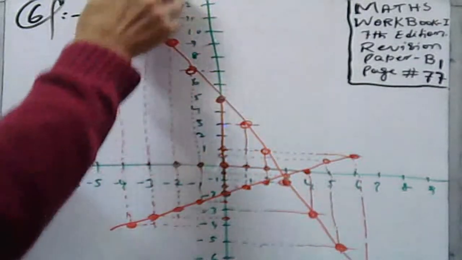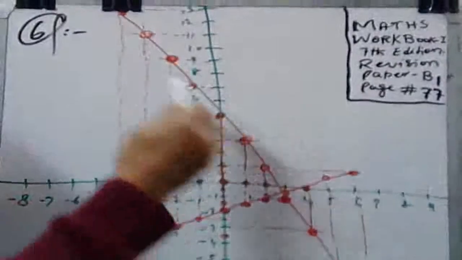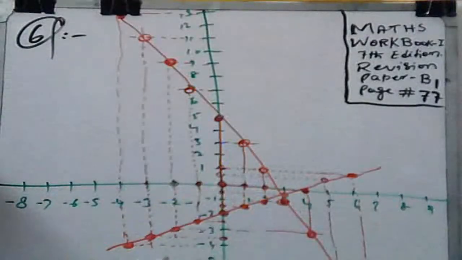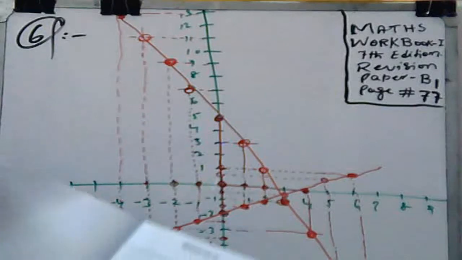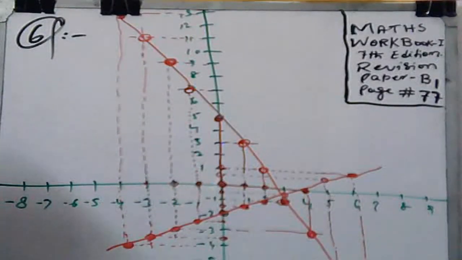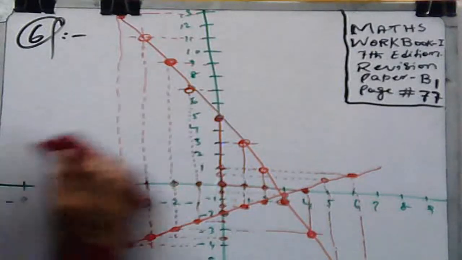So that is your line graph according to the given equations. This is your question number 6. With the help of these values, we can draw the graph, you can see here. Now similarly, the last question is question number 7.